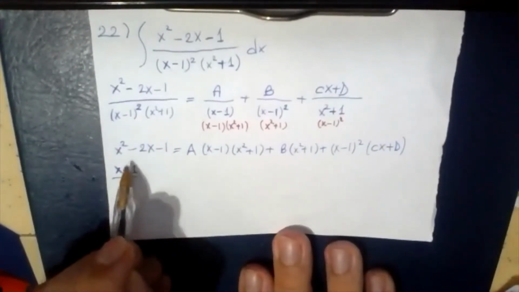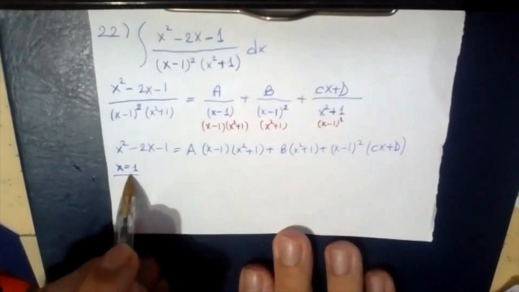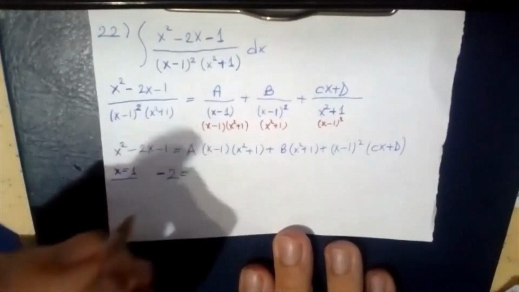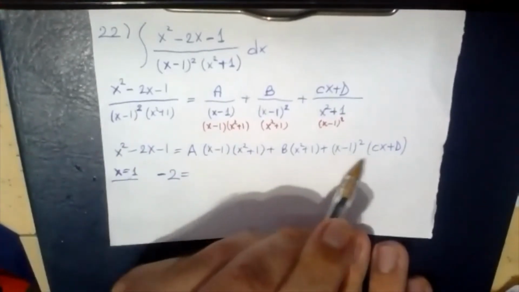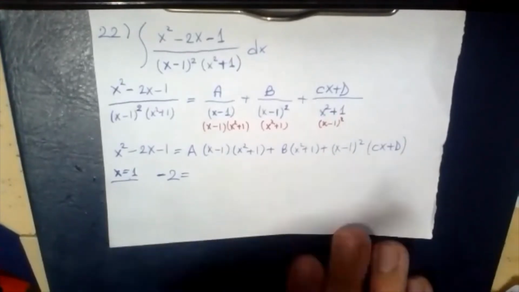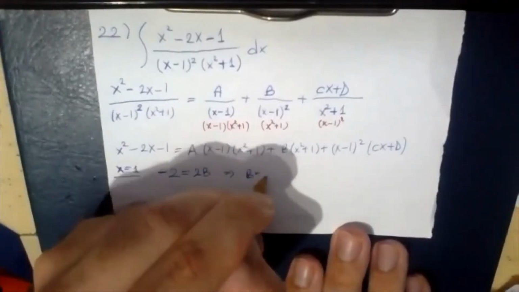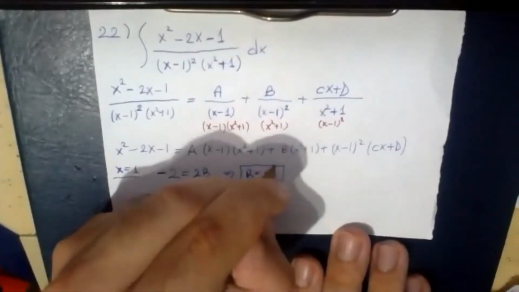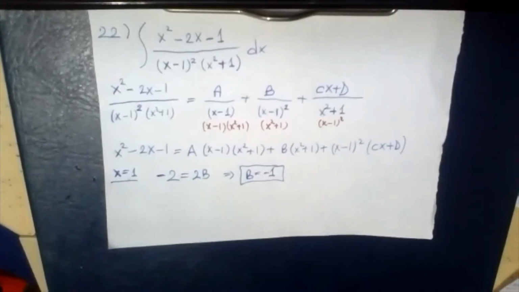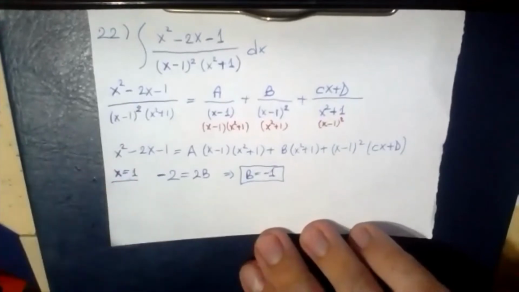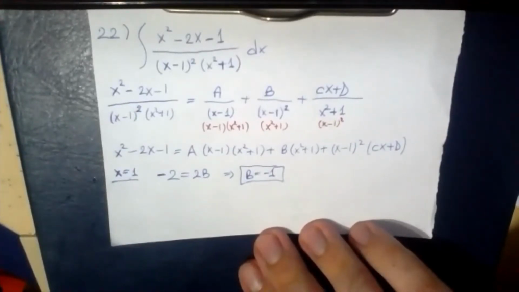When x is equal to 1, x squared minus 2x minus 1 will be 1 minus 2 minus 1, minus 2. This term vanishes, but this term will be 2b. So from here we can deduce b is equal to minus 1. What is next? x squared plus 1 doesn't have a root, so by letting a value to x, we cannot vanish any of these terms.